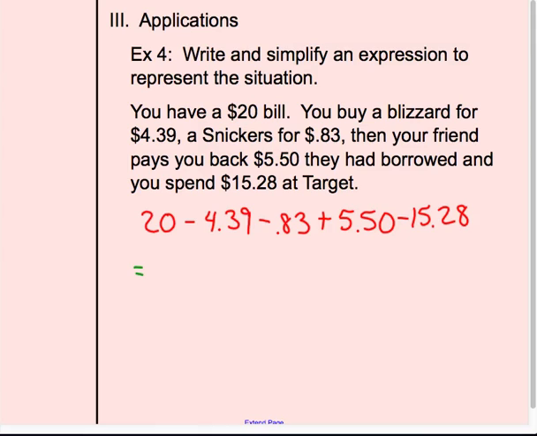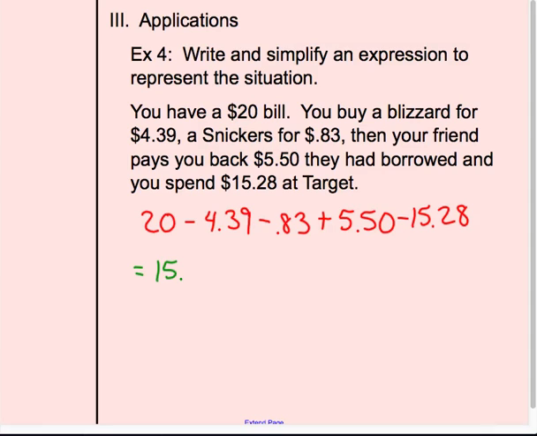When I'm subtracting decimals from a whole number, like my first piece, it's all adding and subtracting, so I'm just gonna go left to right. 20 minus $4.39. What I typically do is subtract too much and then add back on the extra that I subtracted. So I'm going to round $4.39 up to $5. 20 minus $5 is 15, but I subtracted too much. So I'm going to add back on the change, that extra.